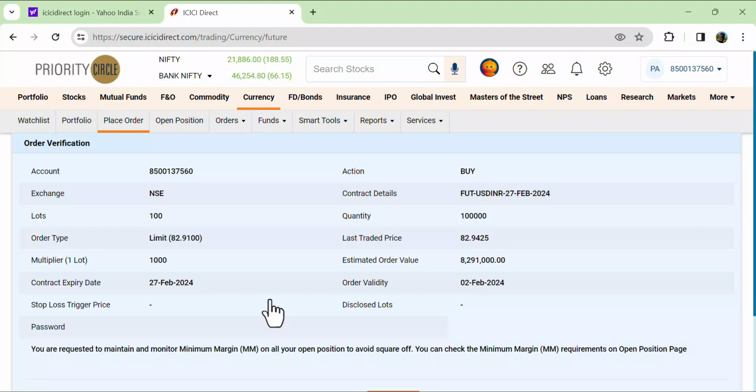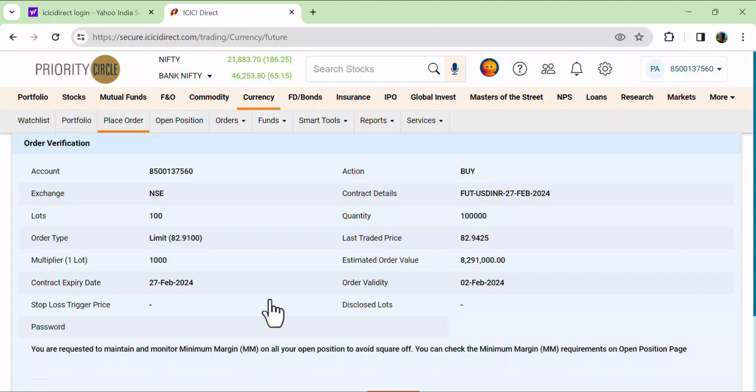That means my order validity is only up to 2nd February. It will expire if there is no one to sell. Then at 3:30 or maybe 5 o'clock, what is it last time? 5 बजे तक होता है currency market. The stock market is up to 3:30. So at 5 o'clock, if there is no person who accepted, my order will lapse. Then I have to place another order next day.